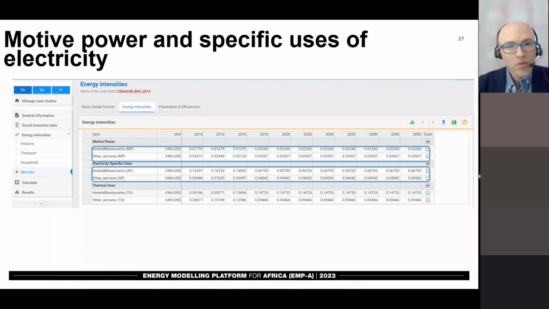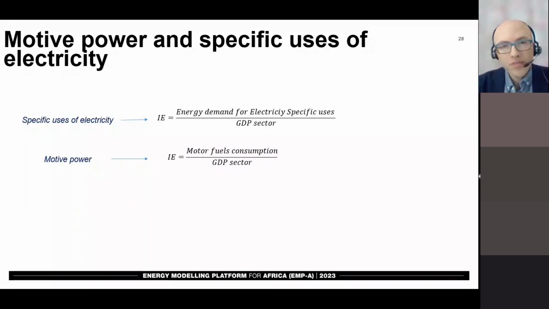For the motive power, what we will need is the energy intensity. And for the specific electricity it is the same also. We need energy intensity. This information is to be introduced in this sheet, the sheet about the energy intensities. And the energy intensities for these two uses are expressed in final energy demand. There is no competition between energy forms to provide energy for these uses.